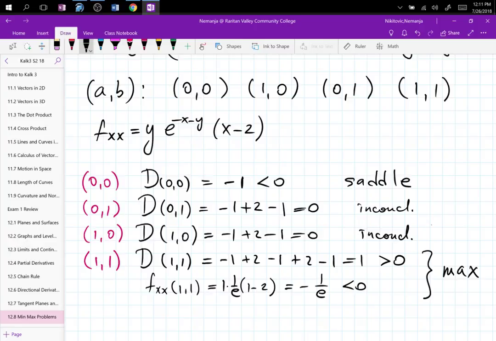And then you take the second derivative, and the second partial derivative. And then after problem 28, you have problem 29, 30, 31, and so on.